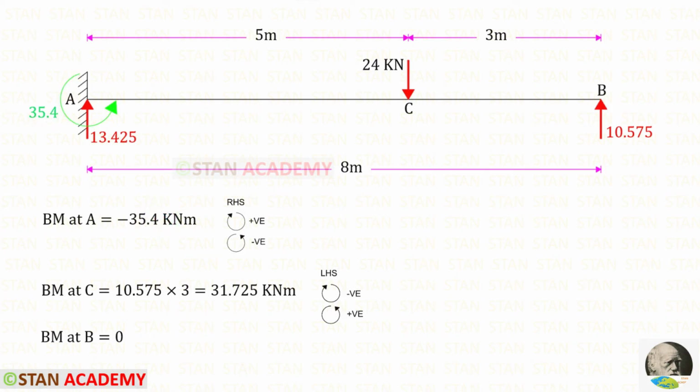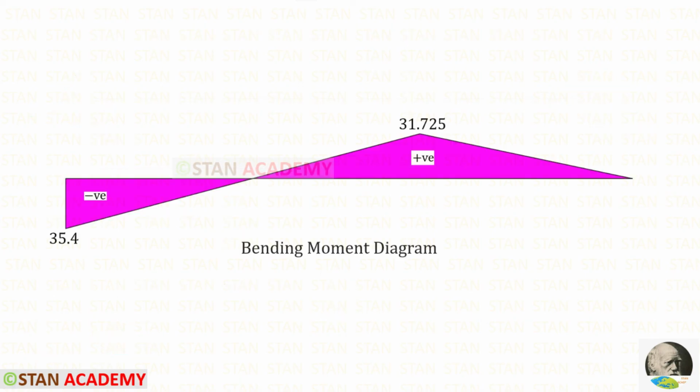To find the moment in the point C, we can use the left hand side rule. RB is acting in the anticlockwise direction, so it will be positive and the distance is 3. For the bending moment at C, we will get 31.725. We know that the moment in the point B is 0. Here you can see the bending moment diagram.